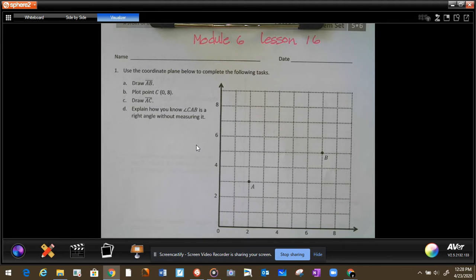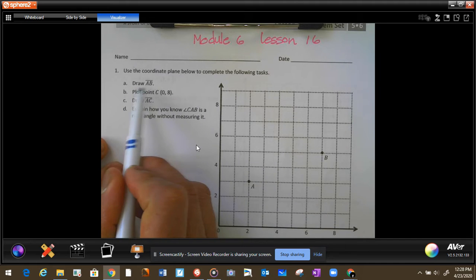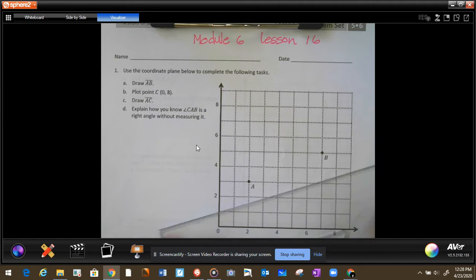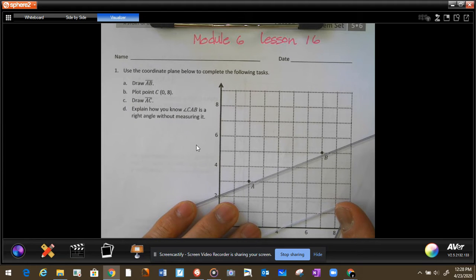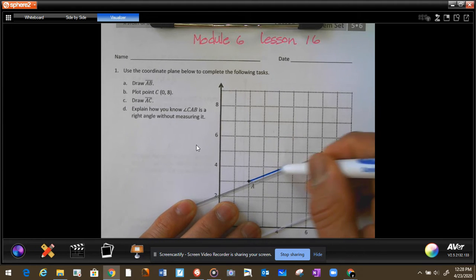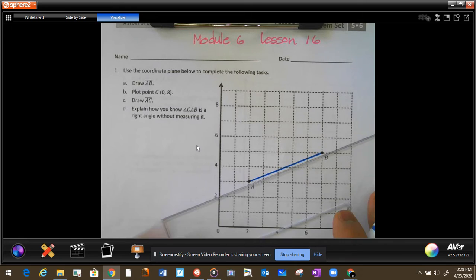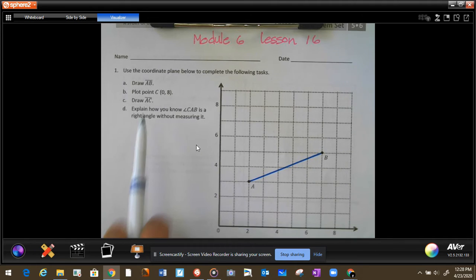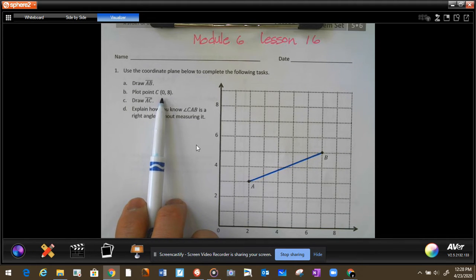Let's check this out. So, it says right here, use the coordinate plane below to complete the following tasks. So, let's use this one here. We're going to complete these tasks. So, draw AB. That's easy. We can draw AB. There you go, AB. Now it says plot point C at (0, 8).